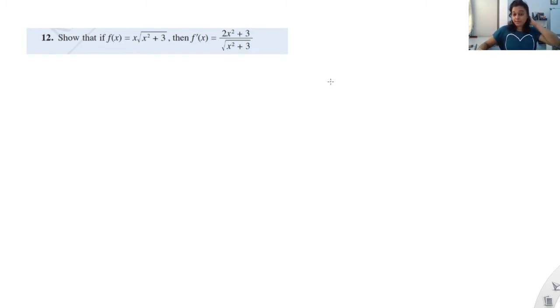Okay, so that means you're going to find the first derivative of f(x). First of all, because this has a square root, you bring the square root up as a power. So when you bring it up here, it becomes 1 over 2. Now from here we find the first derivative. You have to use chain rule, product rule or quotient rule.